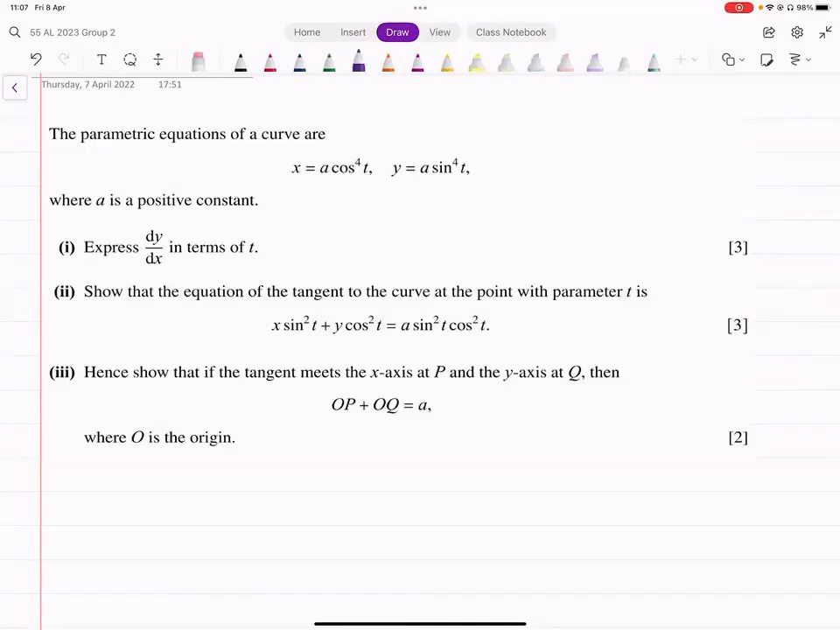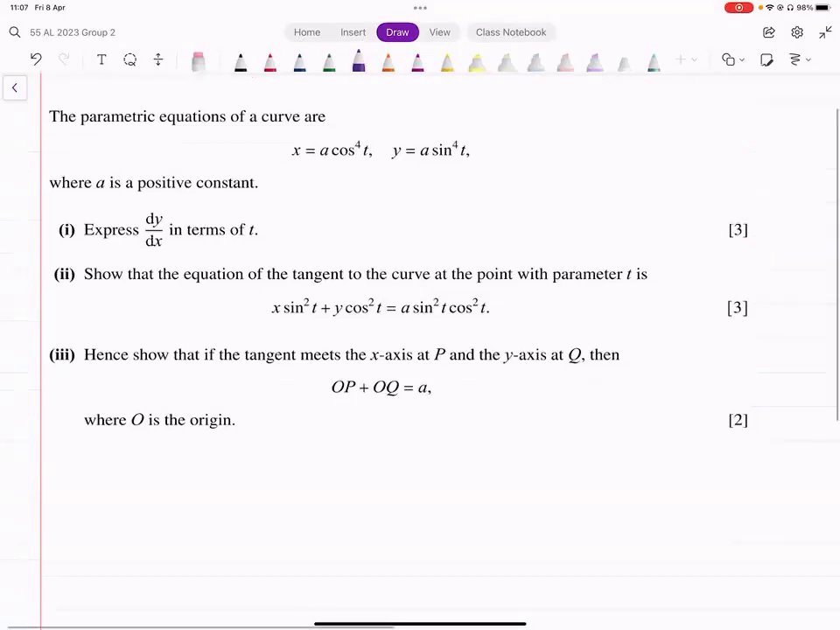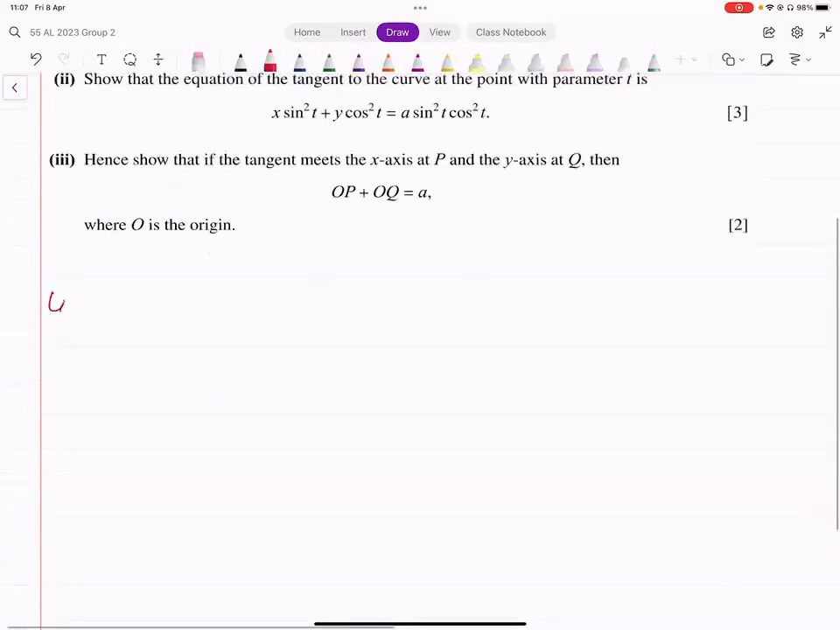Parametric equations of a curve are given. X equals this and y equals this. Where a is a positive constant, we first have to express dy over dx in terms of t. So you've got parametric equations, दो different equations हैं. आप क्या करोगे, दोनों का अलग-अलग differentiate कर लोगे, and then you'll use the chain rule to find dy over dx. Let's do that. That's pretty straightforward.